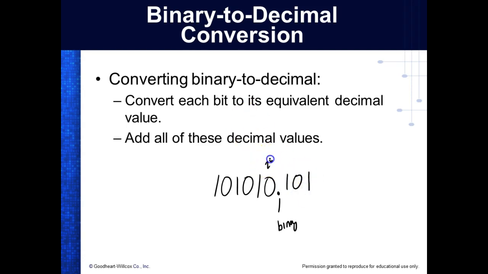Well, if this is 2 to the 0, 2 to the 1, 2 squared, 2 to the third, 2 to the fourth, 2 to the fifth, then what's this guy going to be? This is going to be 2 to the minus 1. This is going to be 2 to the minus 2. This is going to be 2 to the minus 3. Everybody okay?